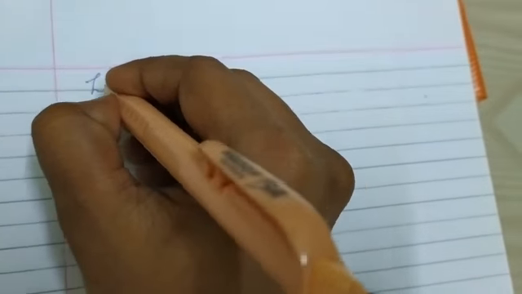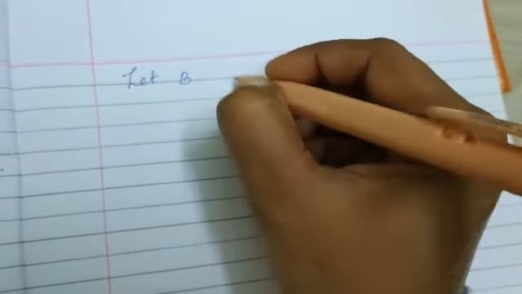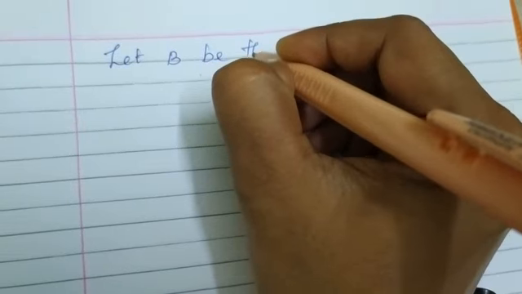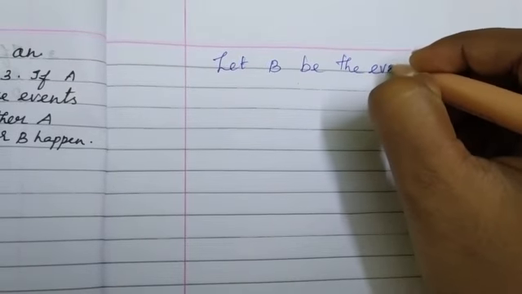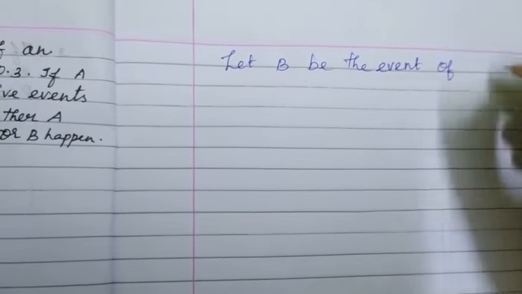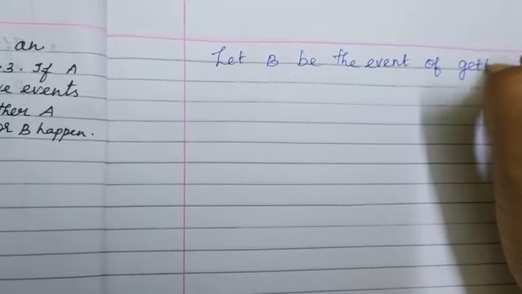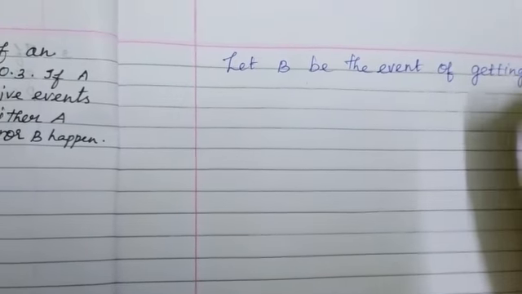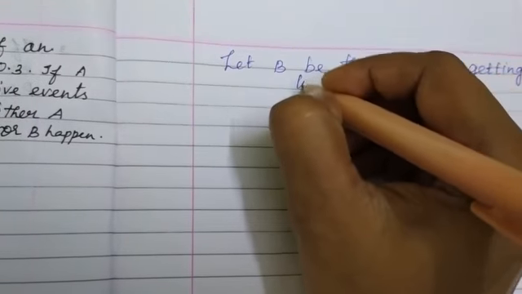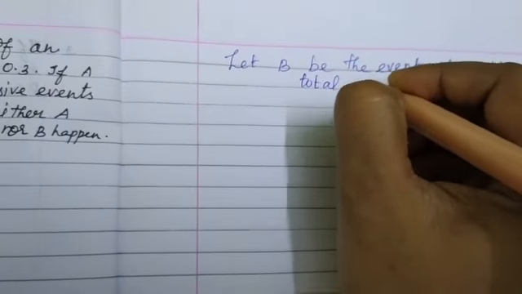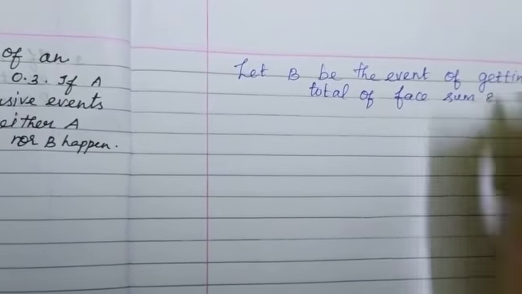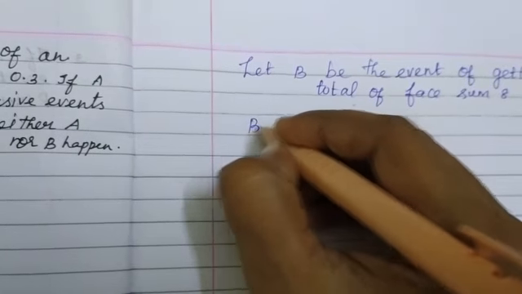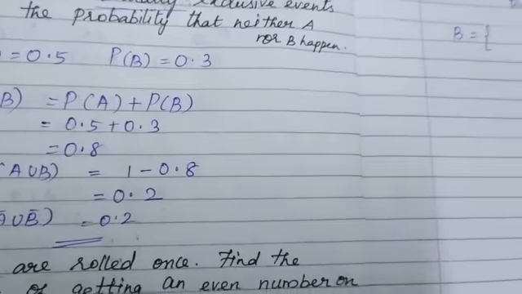Let B be the event of getting a total of face sum 8. Okay, so B is equal to, we add 8.